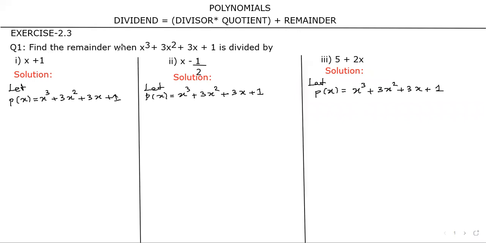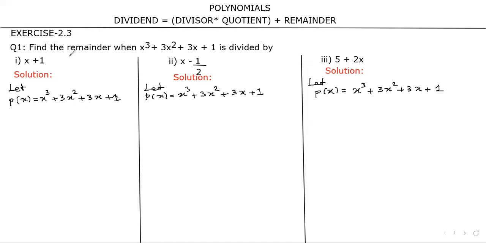Find the remainder when x cube plus 3x square plus 3x plus 1 is divided by, see, the first option is x plus 1. First, you have to assume the given polynomial. Here I have assumed it as P of x. Just this is a notation. You can take it as Q of x, R of x, whatever you want. So here P of x equals the given polynomial. It is a cubic polynomial. So x cube plus 3x square plus 3x plus 1. I have just taken as P of x.